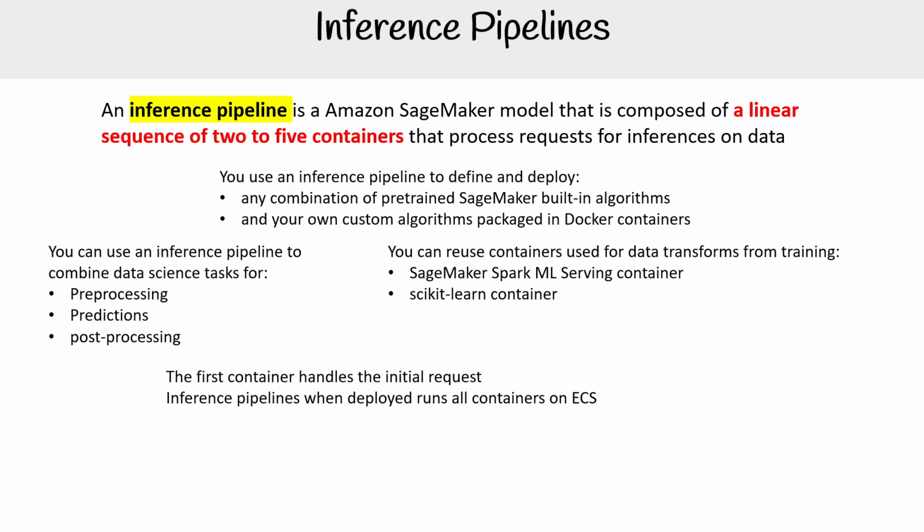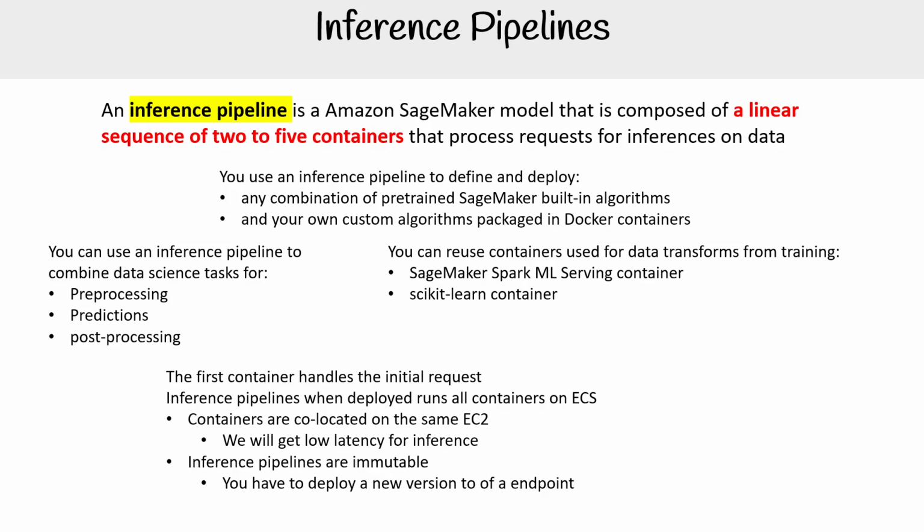Inference pipelines, when deployed, run all containers on ECS. Containers are co-located on the same EC2 instance, and you'll get low latency for inference. Inference pipelines are immutable. You have to deploy a new version for an endpoint. There's no cost for inference pipelines. You just have to pay for the resources underneath.